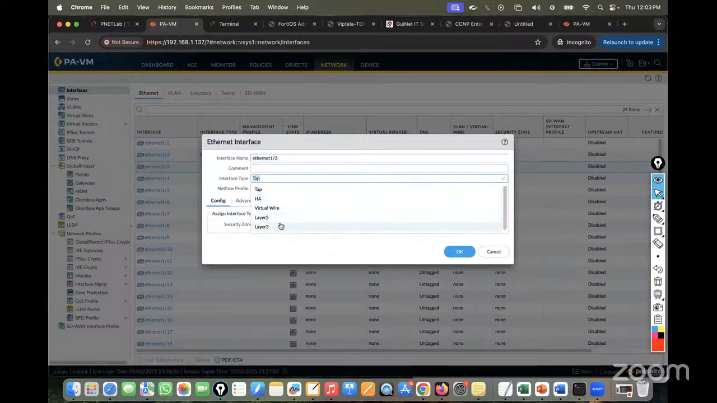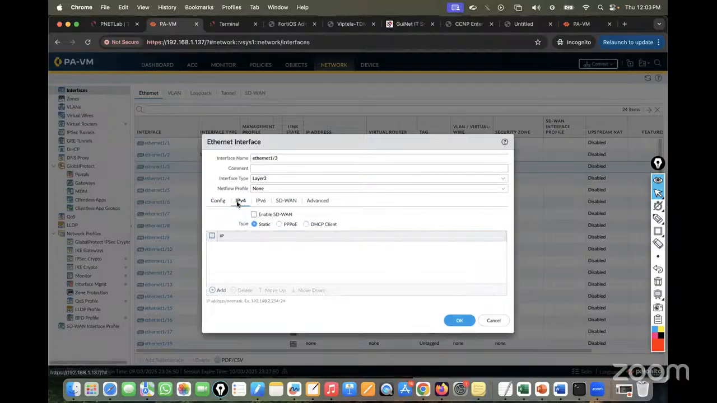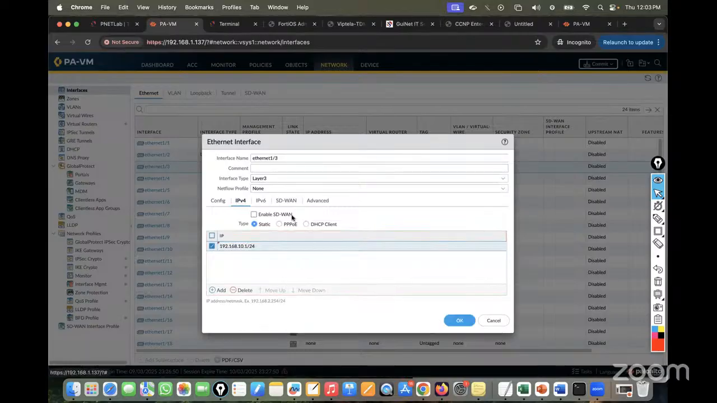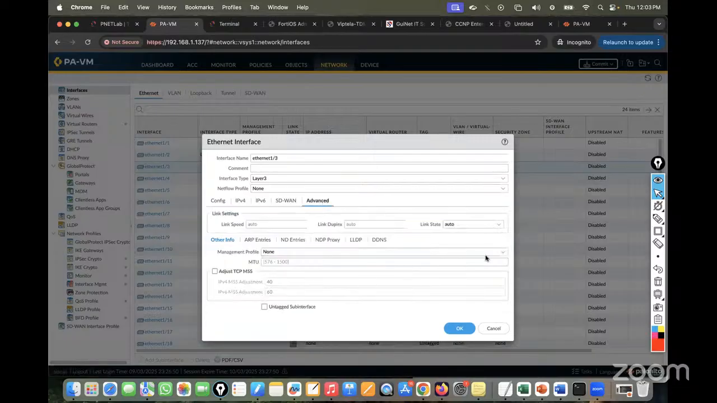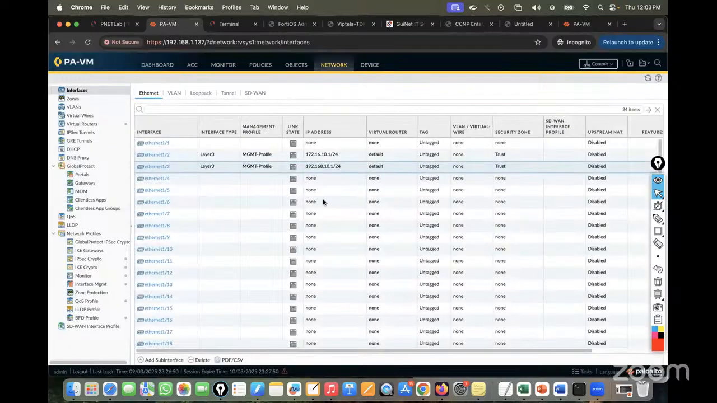This is also going to be layer 3. This is going to be my virtual router. Security zone is going to be trust, because I want to put it in the same security zone. Now it is going to check the new IP 168/24, and I'll just use the management interface. This is my management profile. Done. So now I have done the configuration.